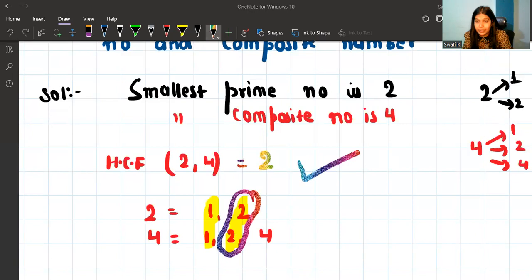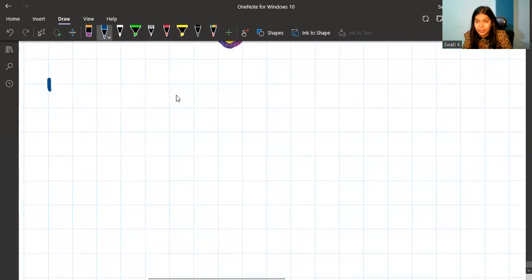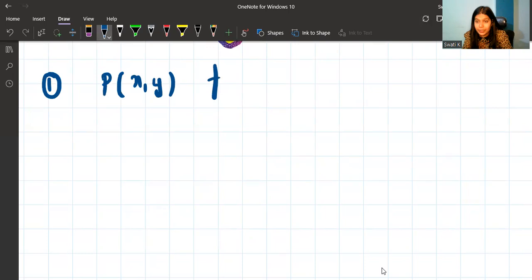So next question is very straightforward, very simple, from coordinate geometry. It says, find the distance of a point P(x, y) from the origin. It's very simple. What is the meaning of origin? That means the coordinate is 0, 0. So we have to find out the distance between P and the origin.